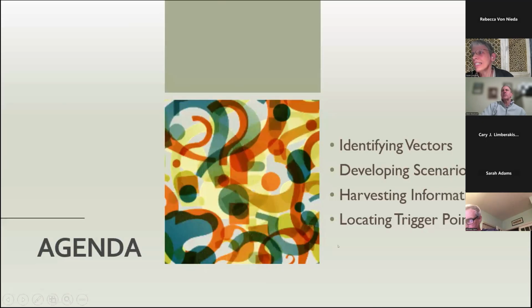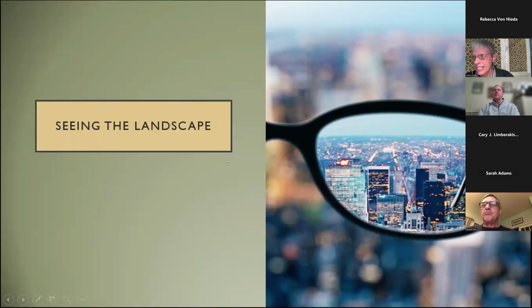Okay, so our agenda tonight is we're going to walk through a scenario planning process together. We're going to identify the vectors and develop scenarios, harvest information, and locate trigger points. These are four of the most significant elements of a scenario planning process. And we're going to start with the first one: identifying the vectors, or really seeing what the landscape is.